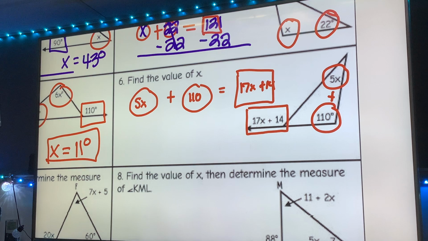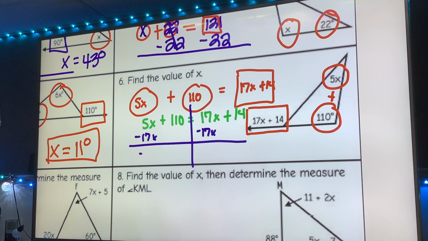Okay, I'm gonna switch it up. Go to green. So I'm gonna just remove the circles. I'm gonna rewrite it so I can make this look better for myself. 14, and then as always, we draw our line. And so we're gonna combine all our variables to one side, all the constants to the other. So I'm gonna go ahead and just subtract 17x on both sides. So then we have negative 12x plus 110 equals 14.